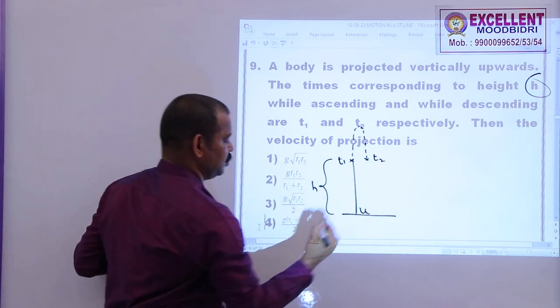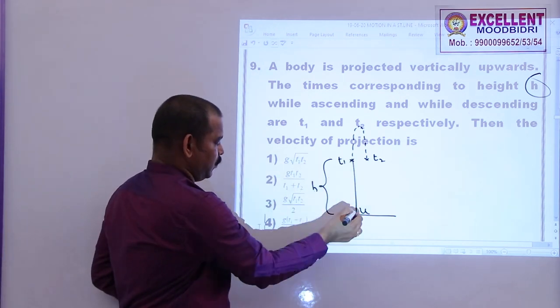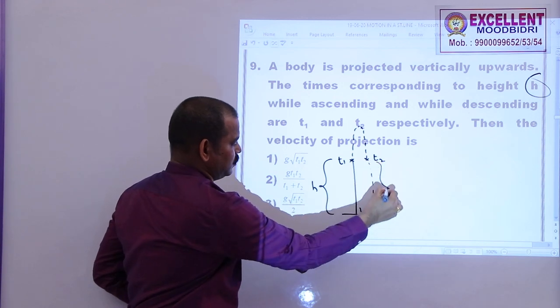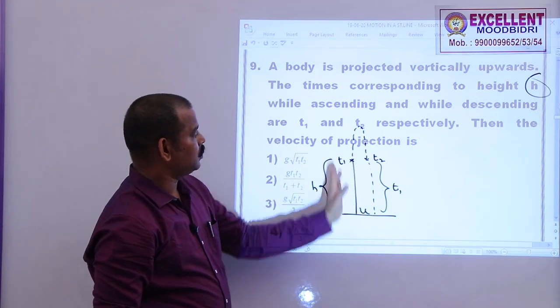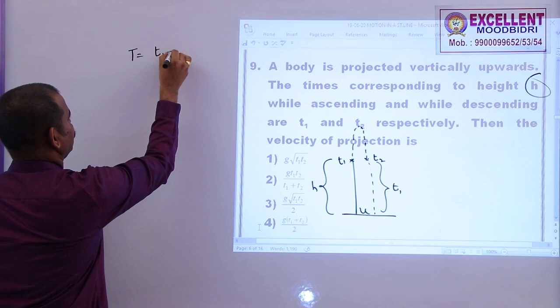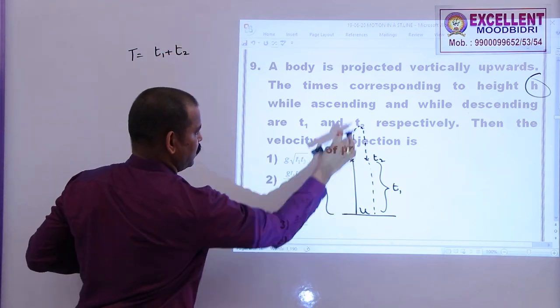That means the initial velocity u. How much? From this diagram, from here to here t1, from here to here t2. The time taken for this one is also t1 only, because the time of ascent is equal to the time of descent here. The total time of flight is given by t1 plus t2, because from here to here t1, from here to here t2.